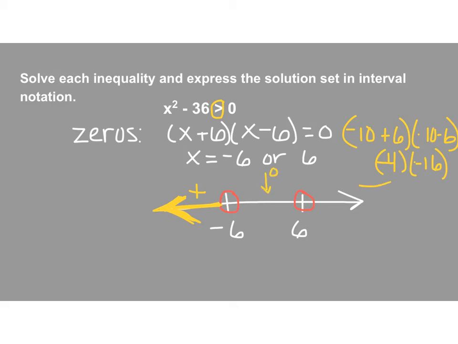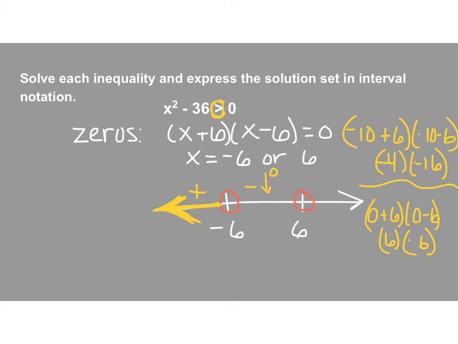So if I plug 0 into my function, I'd have 0 plus 6 times 0 minus 6, and I would have a positive 6 times a negative 6, which is going to produce negative 36. So it's going to be negative in between here. Well, again, I want to know where this x squared minus 36 is positive, or is it greater than 0? So the solution set is not between them.